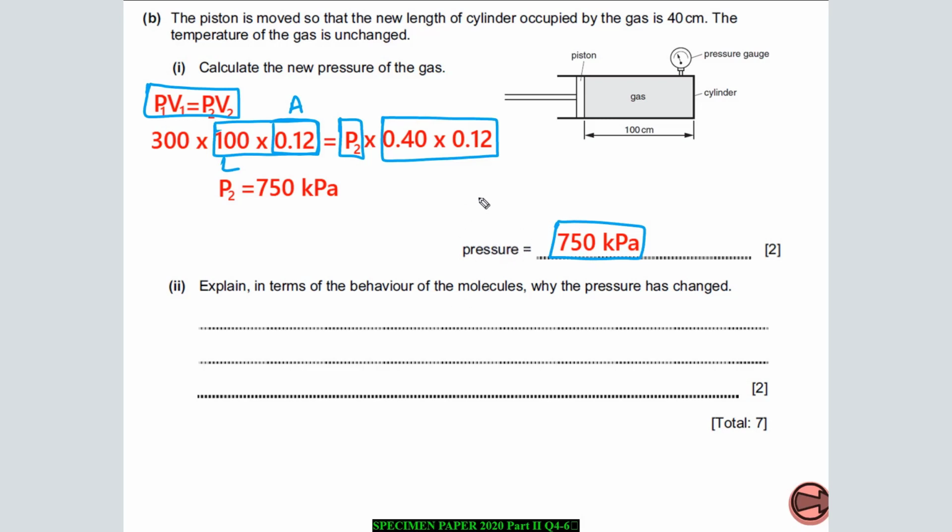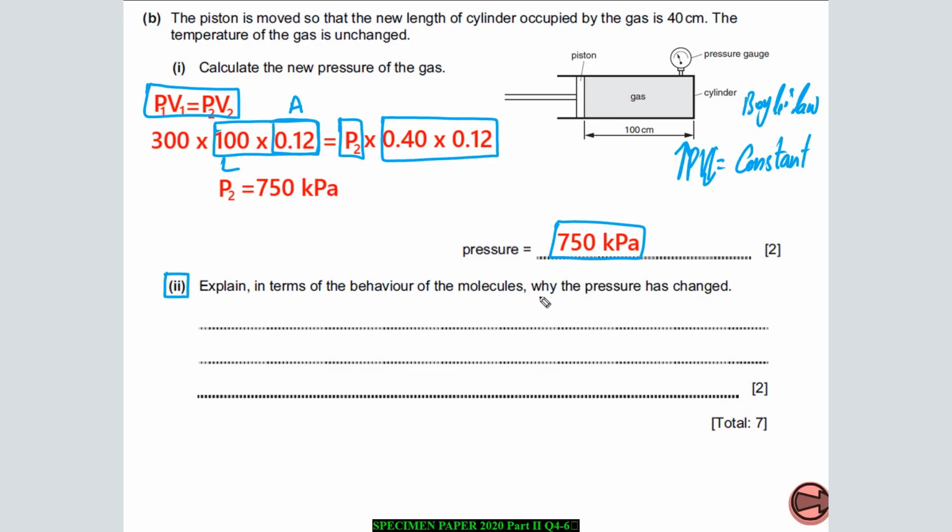It has to be increased compared to before, because as volume decreases, PV is equal to constant according to Boyle's law. So you can see if volume decreases, P has to increase. Let's move on to the next one now.